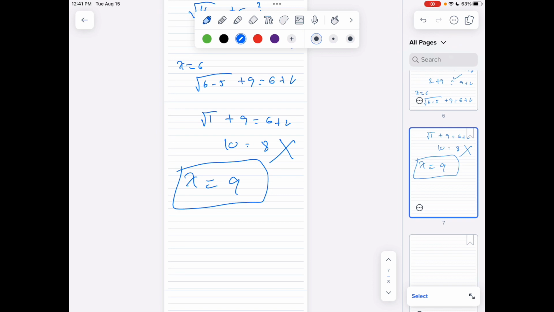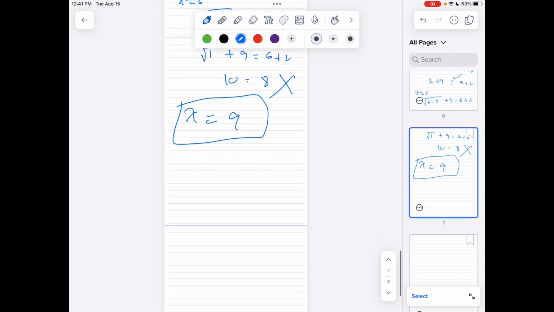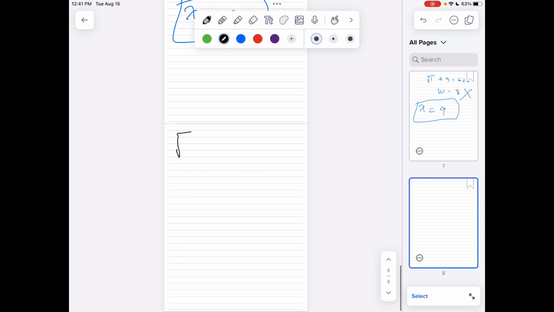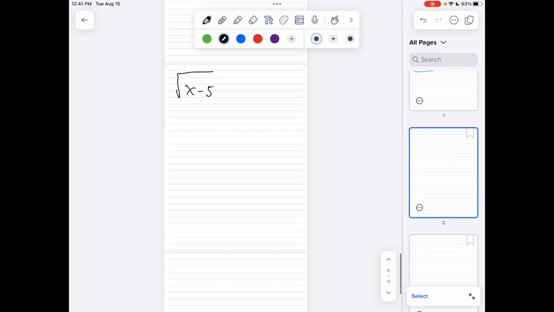Now, I'll just give you a little warning, there are other instances where isolating the radical will not be as easy as we did here. It might take you a couple of steps to do that. An example of that is something along the lines of square root of x minus 5 plus square root of x plus 1 equals 4. I can't isolate the radical here because there are two radicals. So the best thing to do, in my opinion, is to take one of the radicals in this instance and put it on the other side.